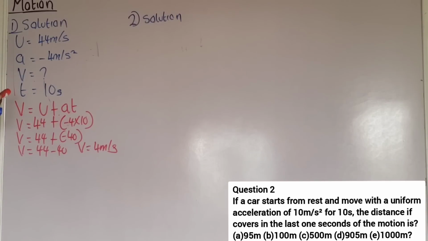A car starts from rest and moves with a uniform acceleration of 10 meters per second squared. Now, pay attention to the first statement. A car starts from rest. That means that it is not moving at all before. That means that the velocity at that point is what? 0. You understand?